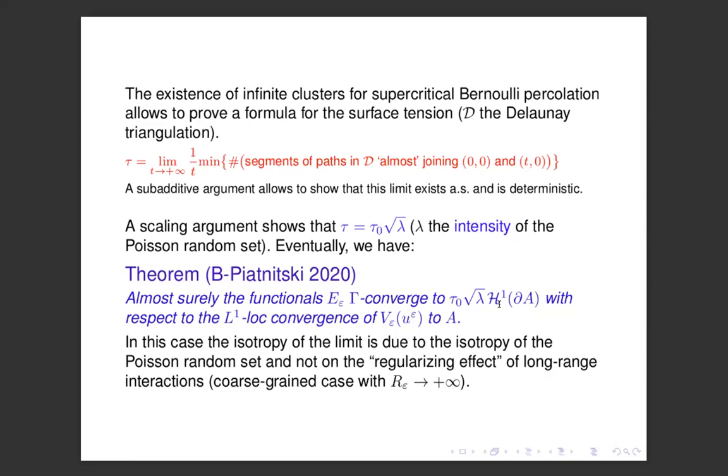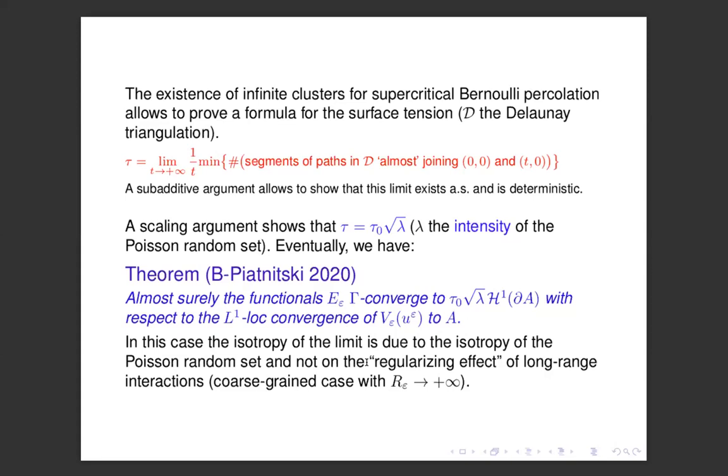So somehow here, the isotropy of the limit is obtained through the isotropy of the Poisson random set and not as a regularizing effect of long-range interactions like in the coarse-graining case. So this is a whole set of examples which show concentration of the energy on interfaces.